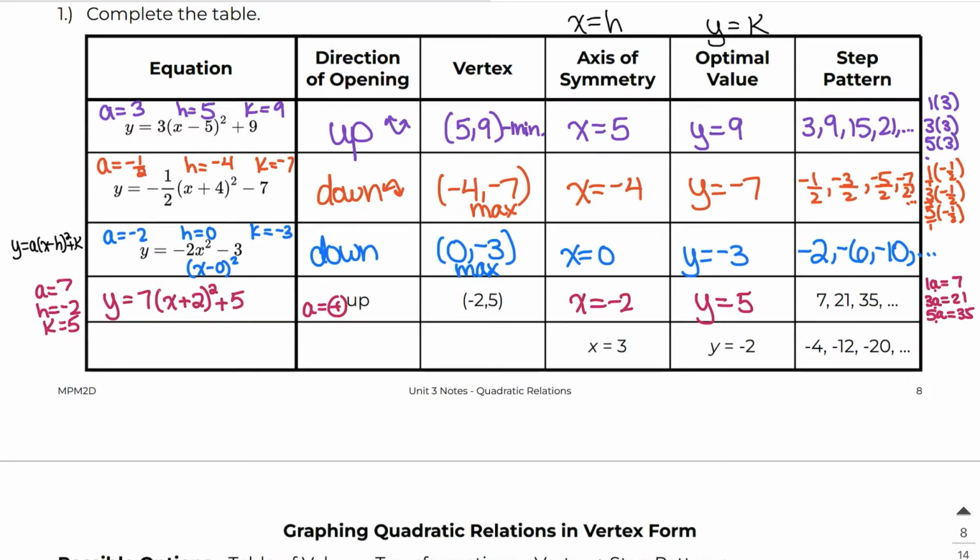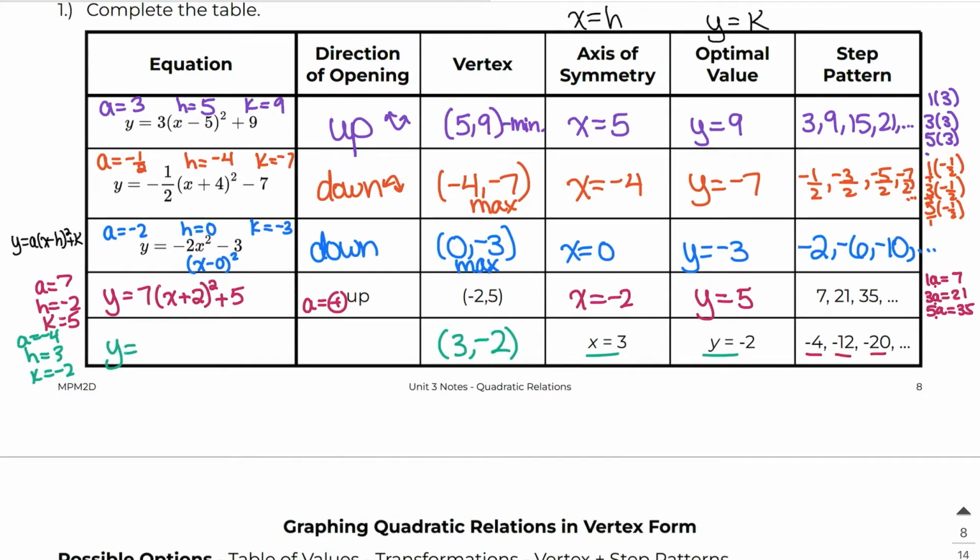And then if you have any questions about it, write it in your notes so that I can answer your questions for you. Okay? So that means our equation would be y equals negative 4 times (x minus 3) squared minus 2. And we know that this is going to open down because the A value is negative. Okay? Same, just a reminder, if you have any questions, just let me know.